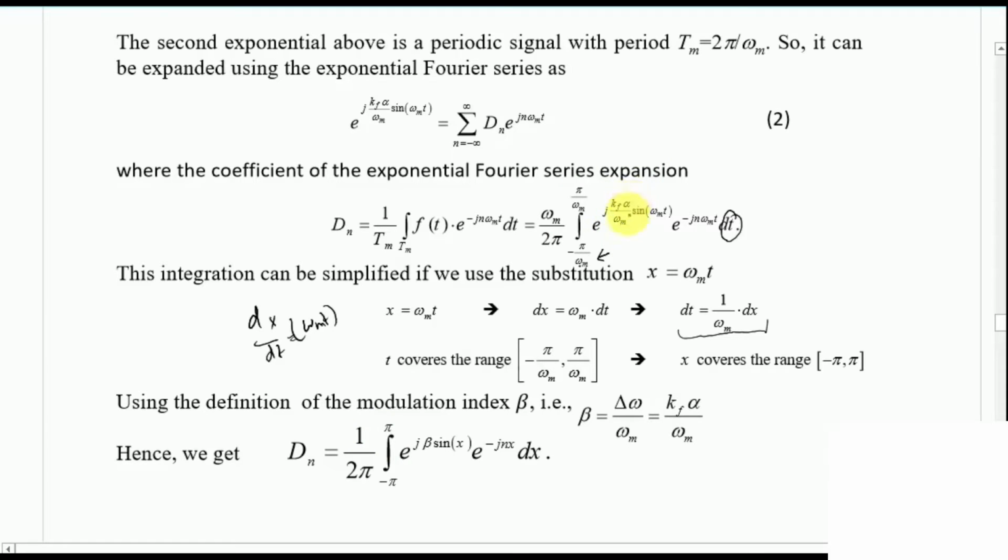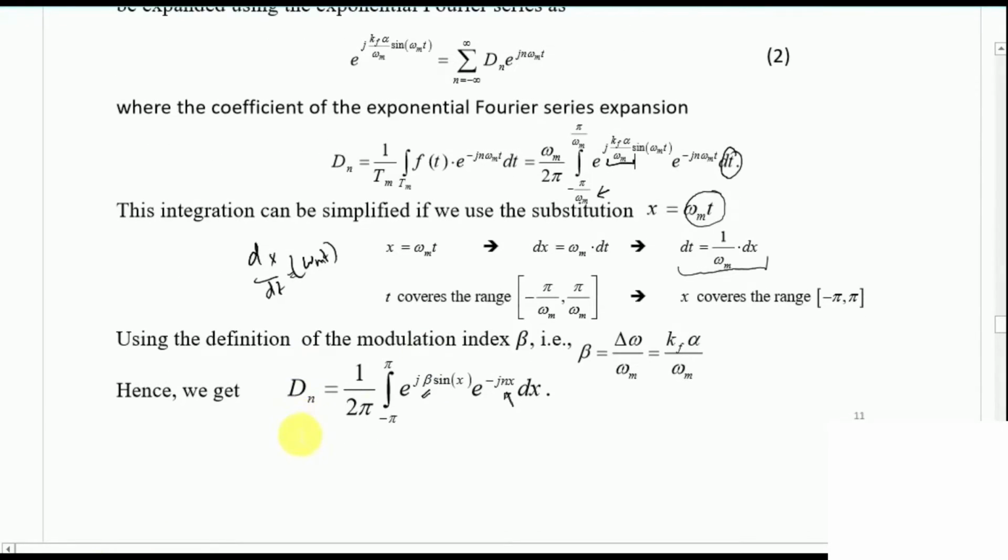So we would have e to the power j k f alpha over omega m sine of x, e to the power minus j n omega m t, again reappearing over here. So this will become x, which we have expressed over here, and then dt would change to dx over here. And moreover, we have used the definition of modulation index, which is k f a over omega m. So this variable is now expressed as beta. So this is again an integration.